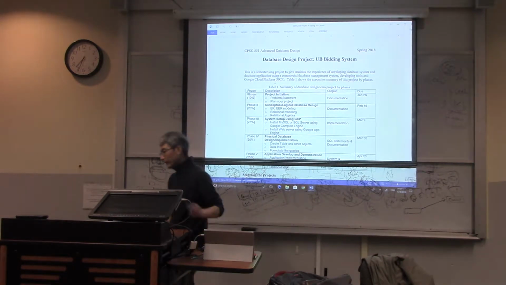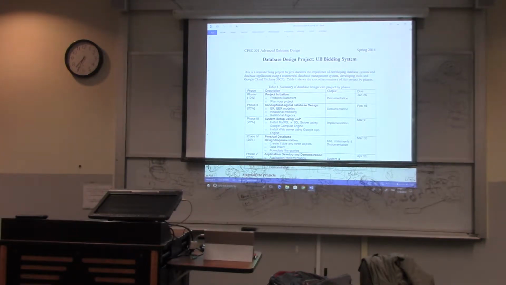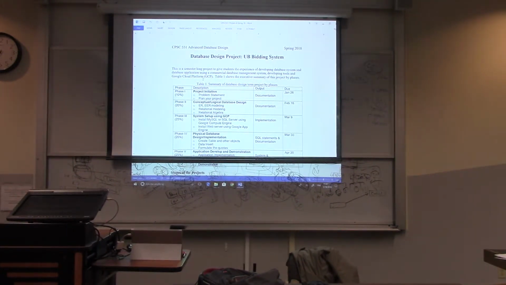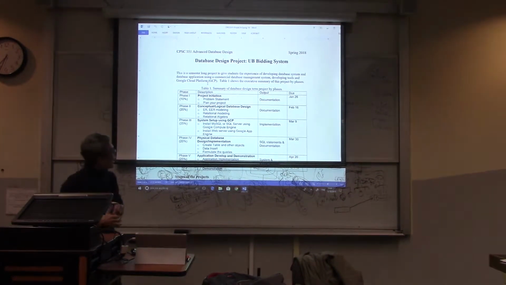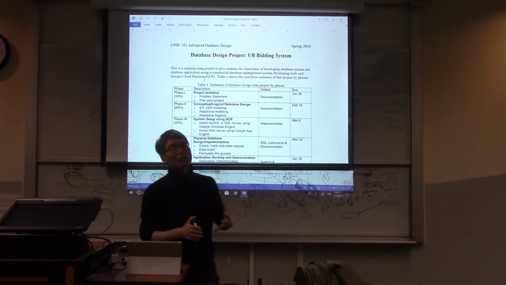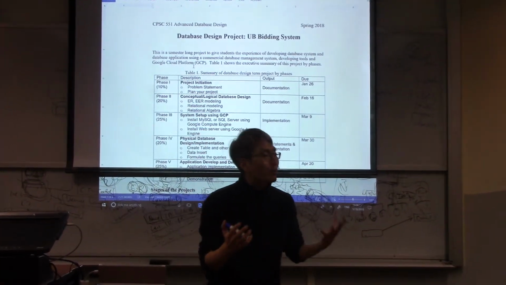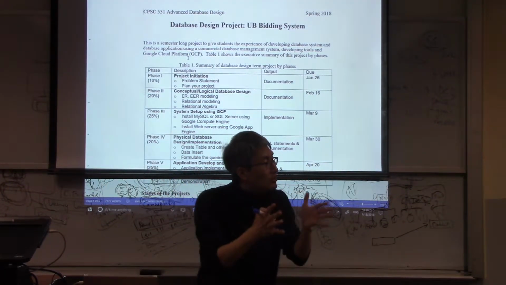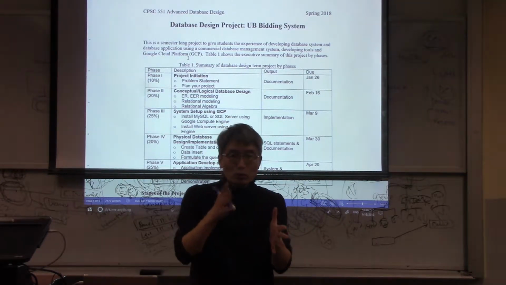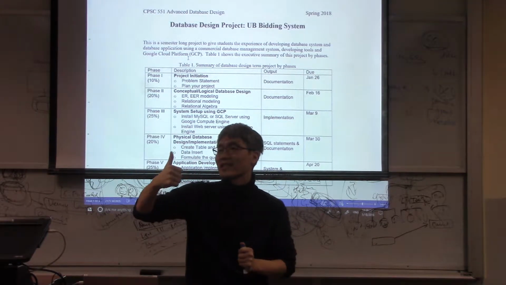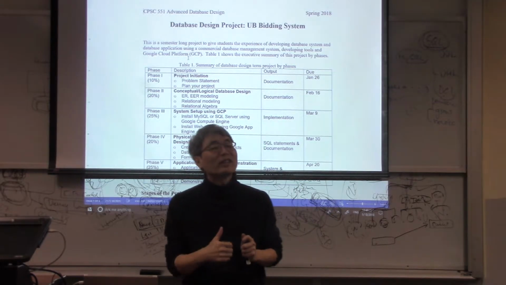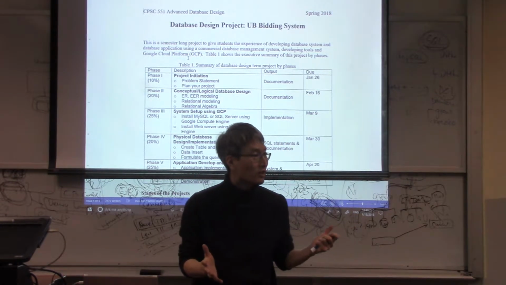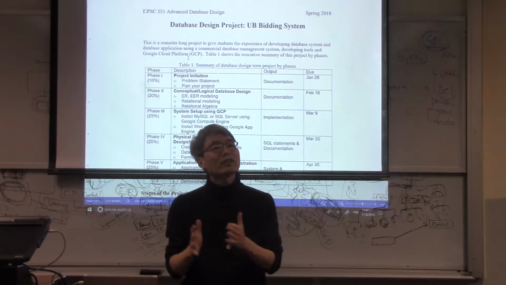So, in this semester, for your practice, I'm going to offer a semester-long project. It's a database design project. It consists of five different phases. It's kind of pretending you are doing a real project, but it's not a real big project. It's a small, minimized project. But the topic is given. We are going to build a UB bidding system. You know the bidding system like eBay or any auction system, but it's based on the database.